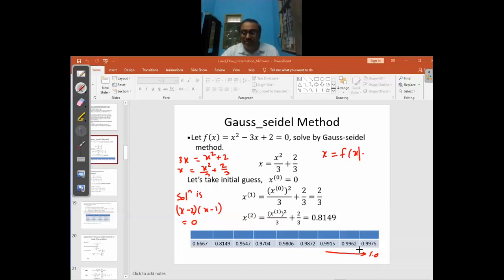But we don't go up to that. We say that within a certain accuracy, if we get a certain tolerance, we will say that this is the value of the root. Okay.